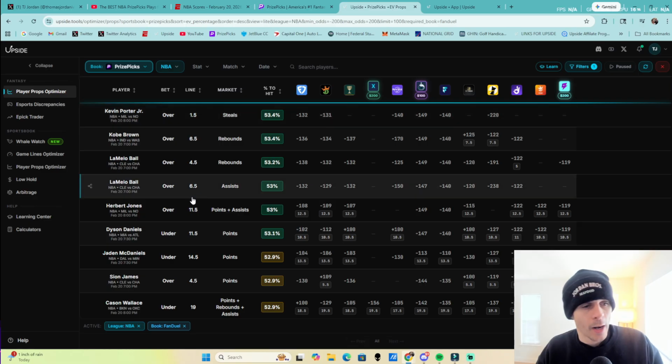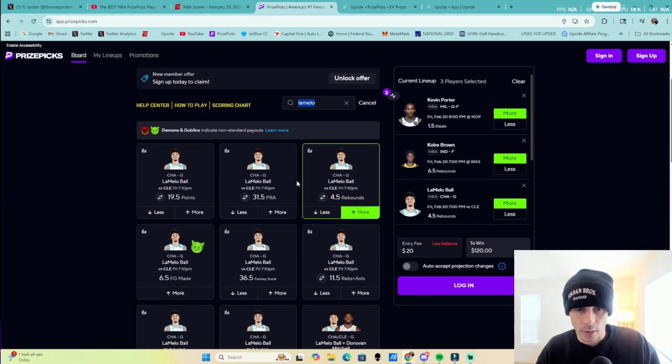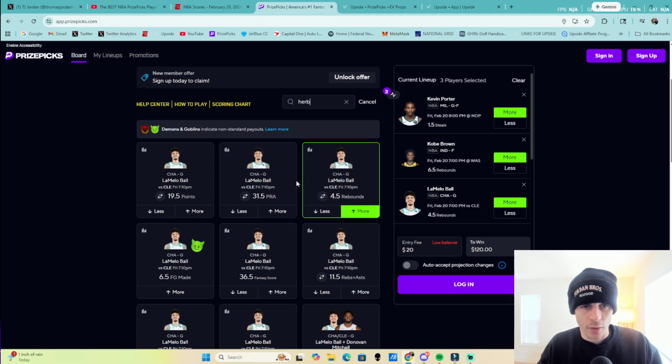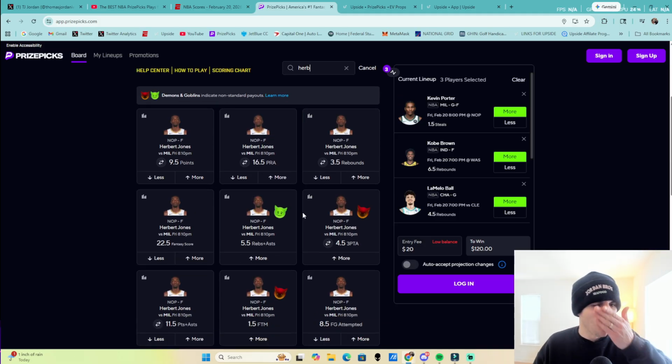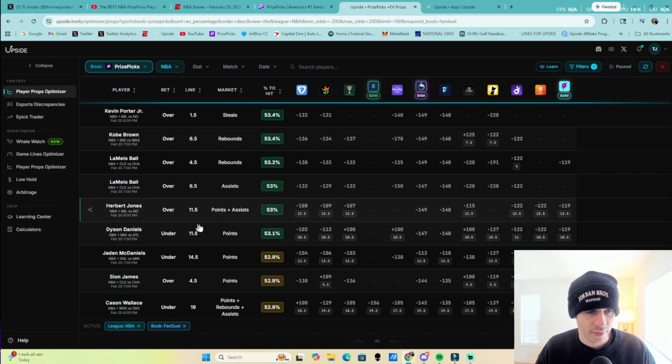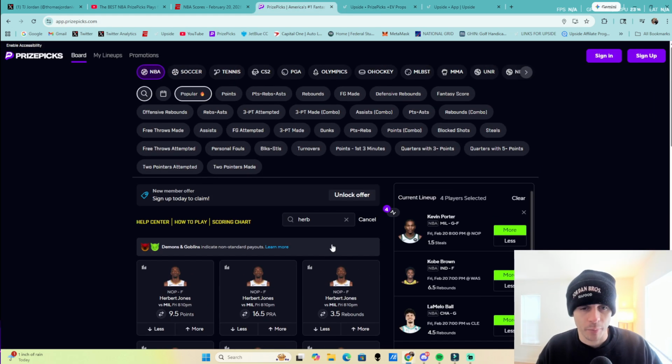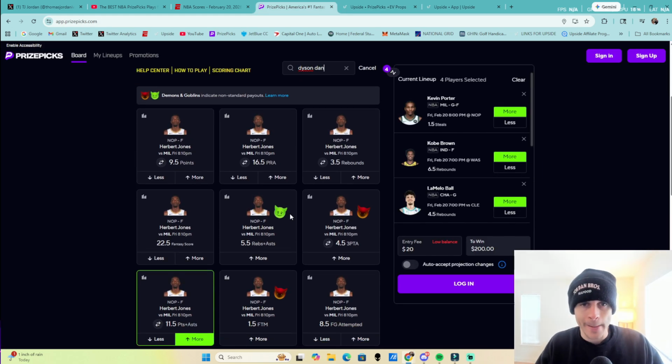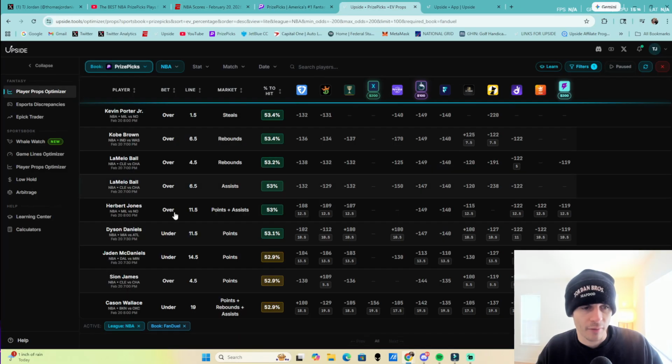So that's pretty tough. Herb Jones over 11.5 points and assists. Let's go ahead and get that added as well. I don't know if they have Herb or Herbert. Yeah, they have Herbert Jones, over 11.5 points and assists. We have Dyson Daniels under 11.5 points. We'll get that added. Dyson Daniels under 11.5 points.